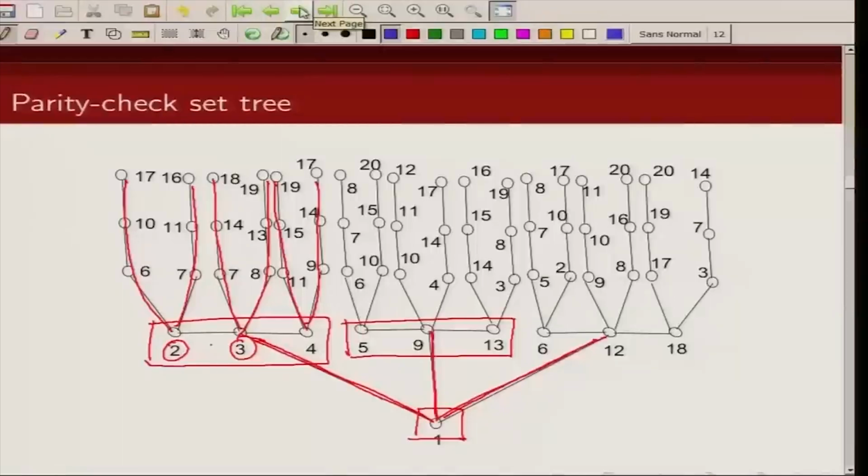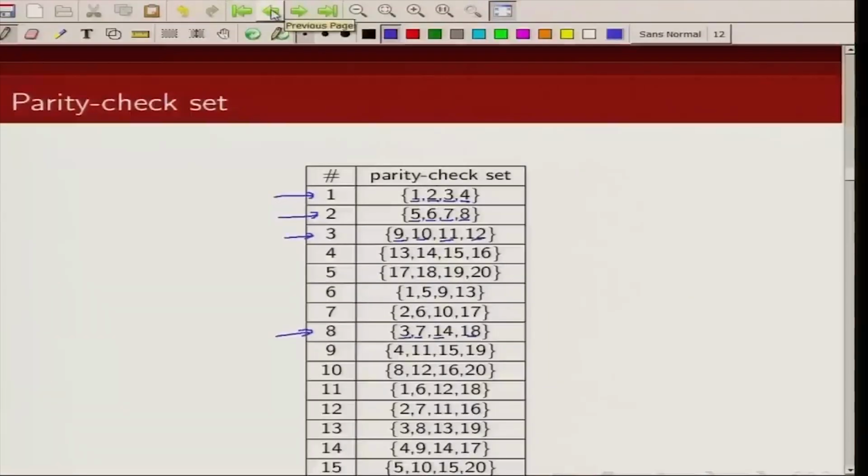And how do we draw the parity check set tree? As I said, we pick one bit. Let us say I picked bit number 1. Now, bit number 1 appears in which parity check sets? How many parity check equations? Look here. Bit number 1 appears in this, here, and here. That is it. It appears in these 3 parity check sets.